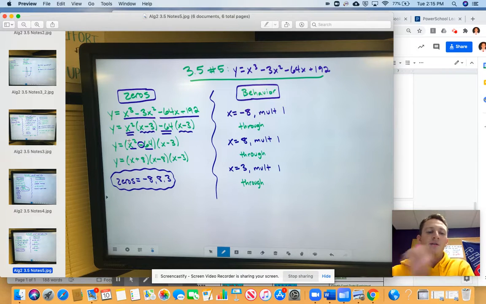So what are our zeros? Pretty much what number would you plug in for x to make this 0? Negative 8. What number would you plug in right here? Positive 8. What number would you plug in here? Positive 3. There's our x-intercepts, our zeros, our roots, whatever you want to call them. They all have a multiplicity of 1, so they're all just going to go straight through the x-axis.